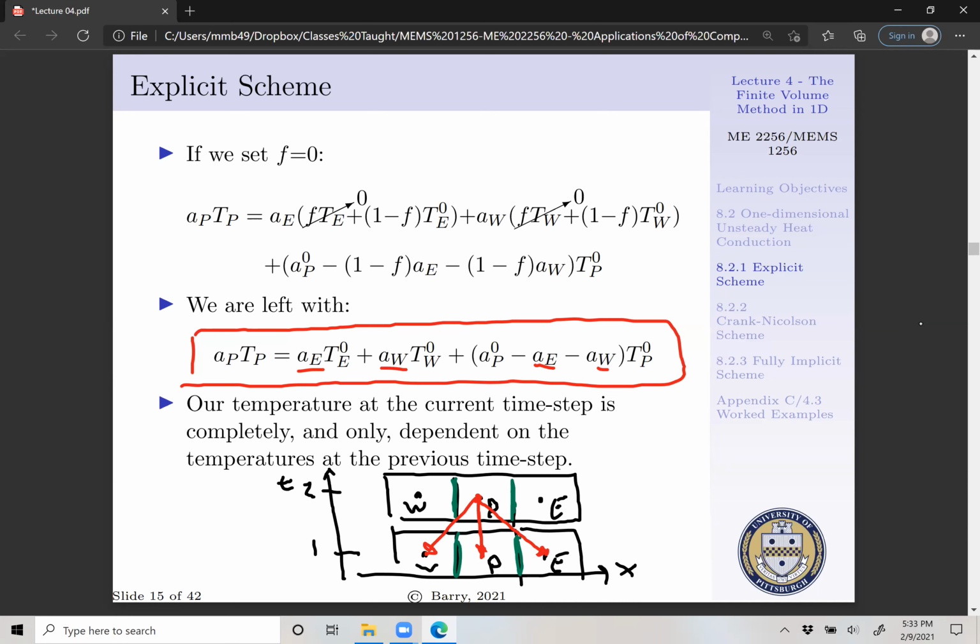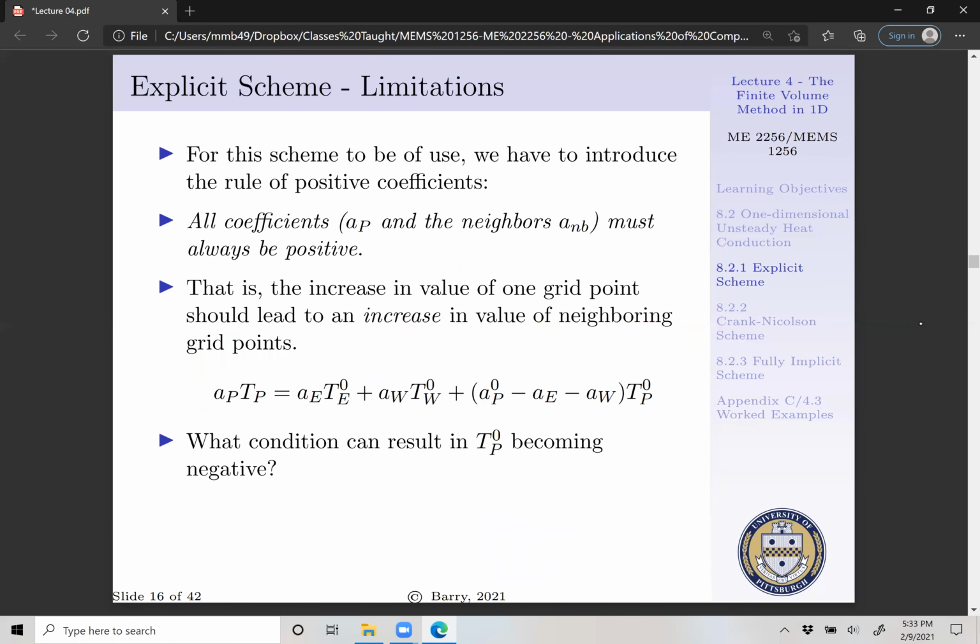So this is really cool. The explicit scheme looks really easy. Just grab the information from your previous time step and move forward. Awesome. Now, we have one of the rules. And the rule that we're going to introduce here is that of positive coefficients.